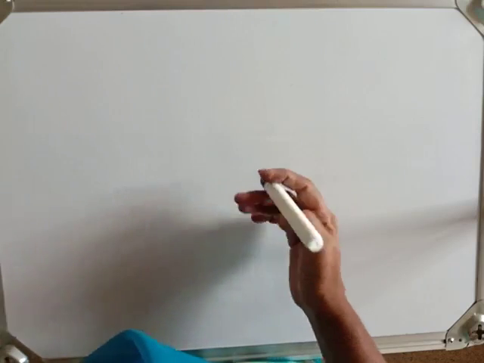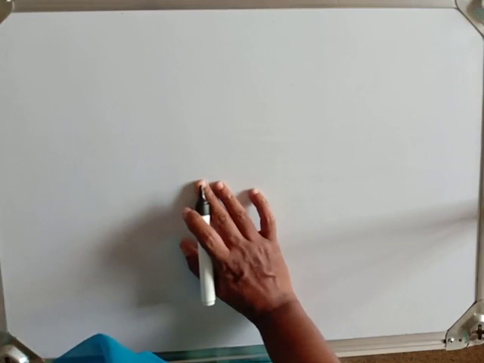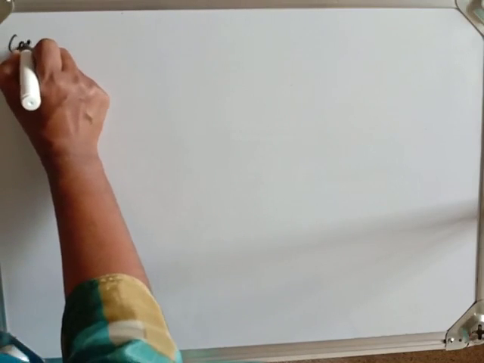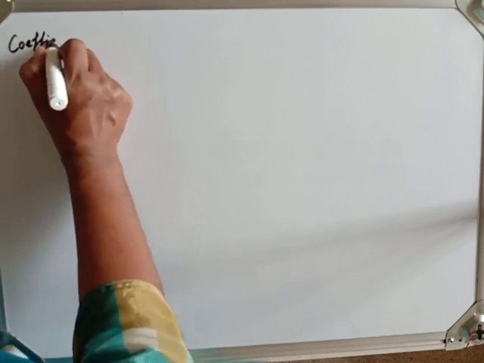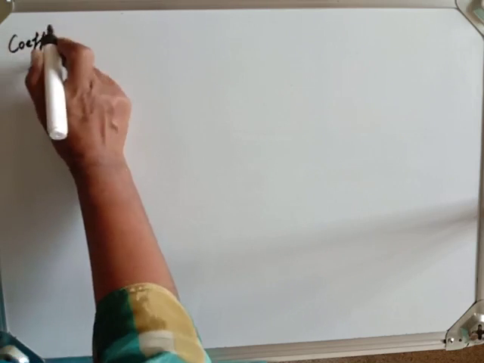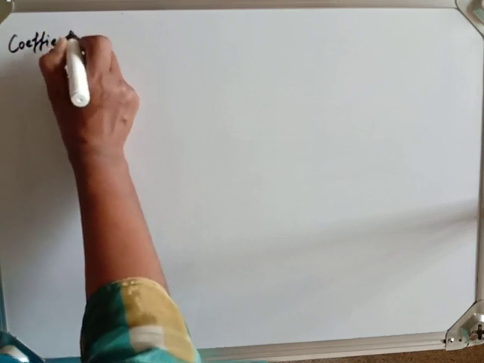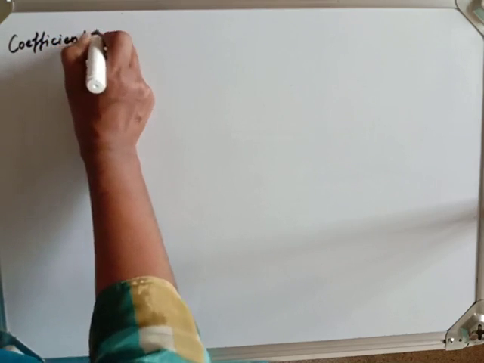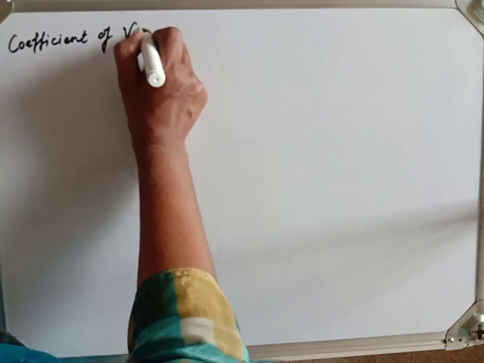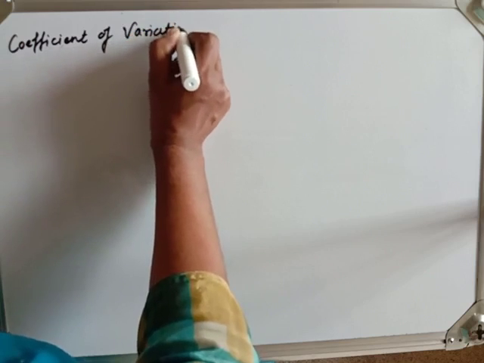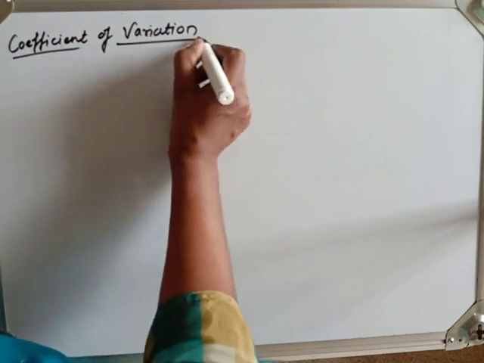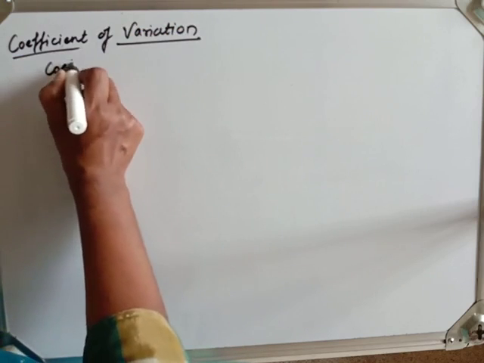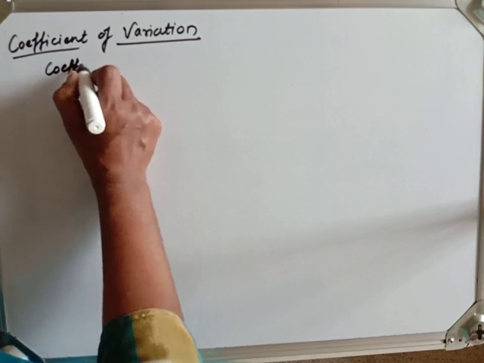Hello students, now in this video let us see the coefficient of variation. In the previous video we have discussed the variance and the standard deviation. Coefficient of variation depends on the arithmetic mean and the standard deviation. The definition is a very simple thing, it is a percentage.